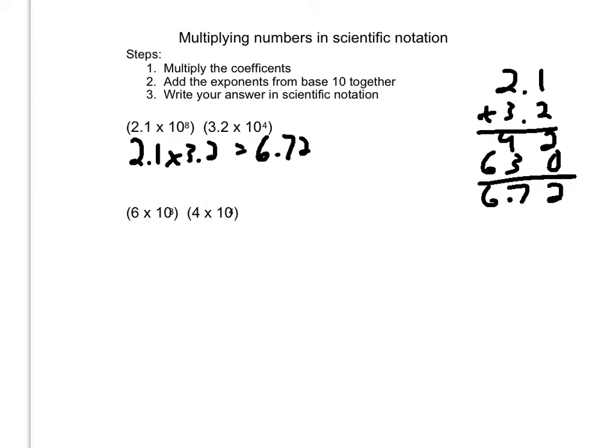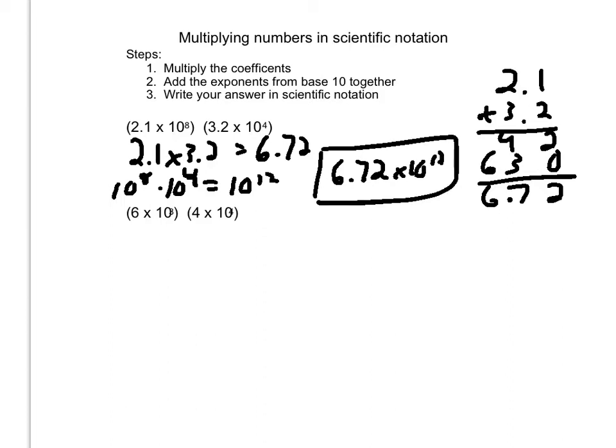Then I'm going to take 10 to the 8th times 10 to the 4th. We just learned how to do that. That is 10 to the 12th power, where we add the exponents together. Then we're going to write our answer with these numbers in scientific notation. So it's 6.72 times 10 to the 12th. And we are done. The reason why I boxed this is because this number is in scientific notation. It means this number is between 1 and 10. 6.72 is between 1 and 10, so we don't have any adjusting to do. Let's go on to the next example.